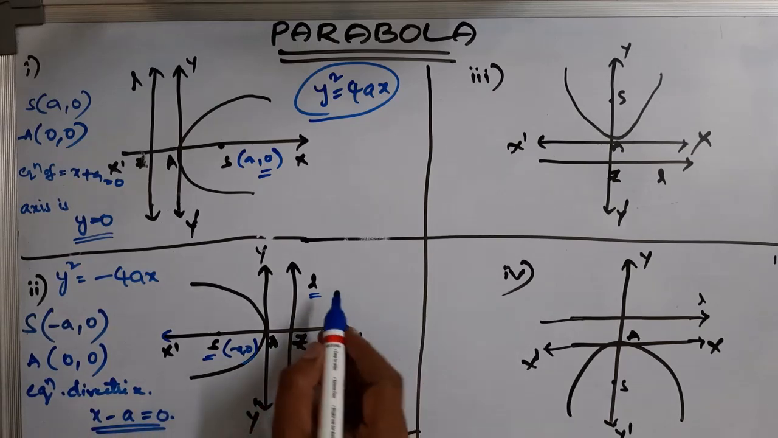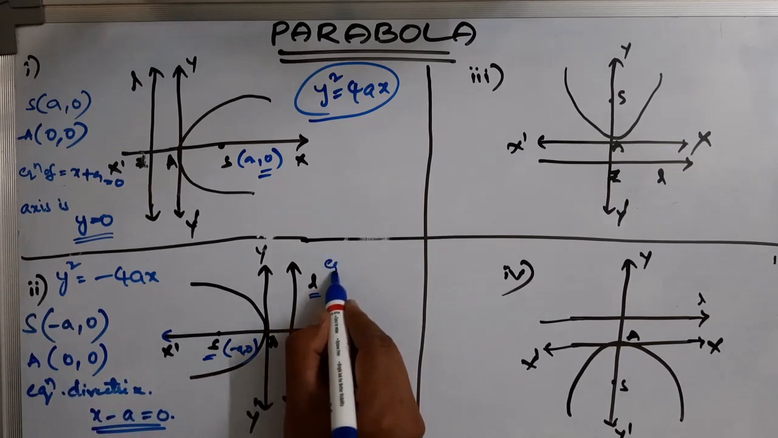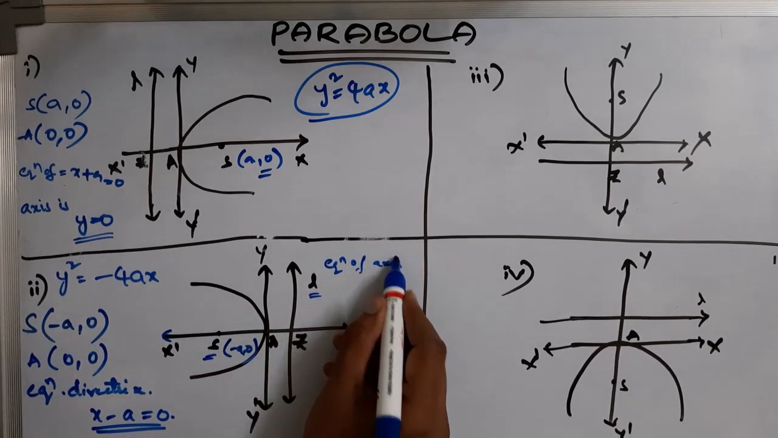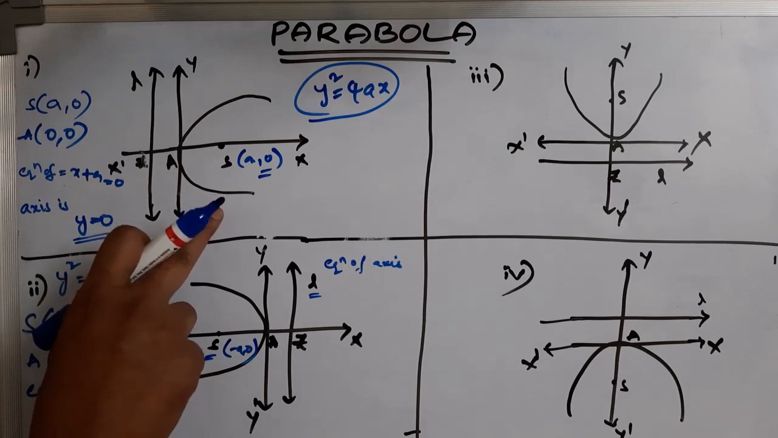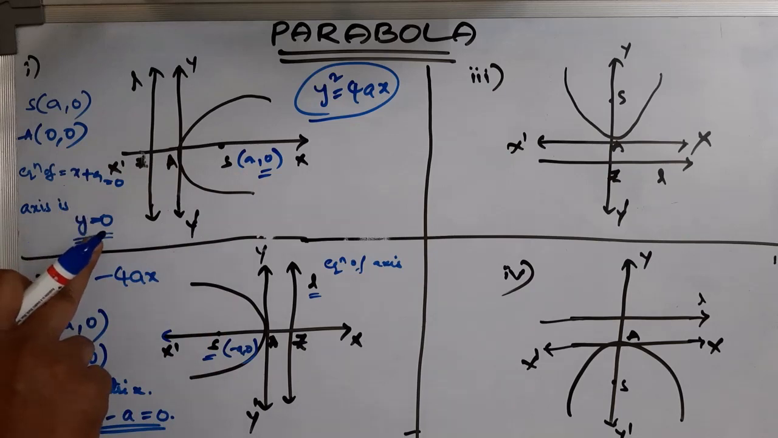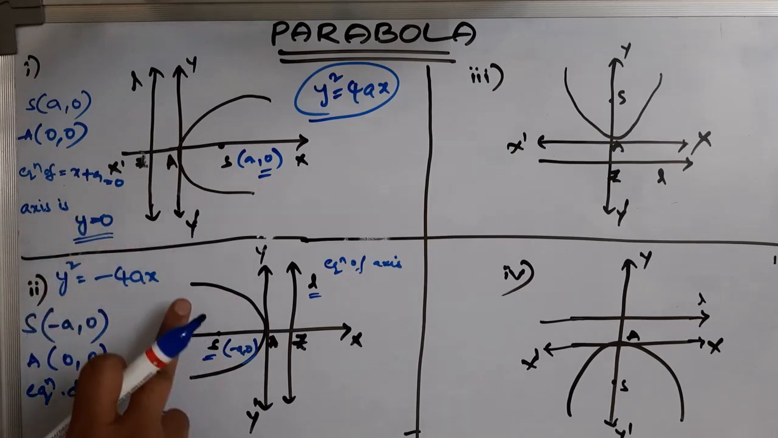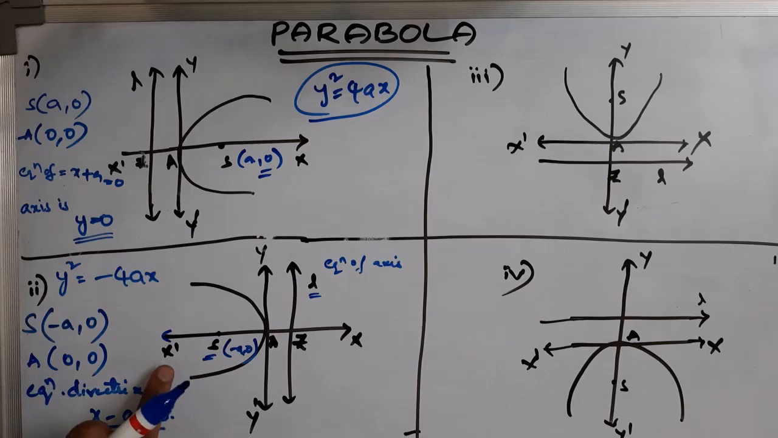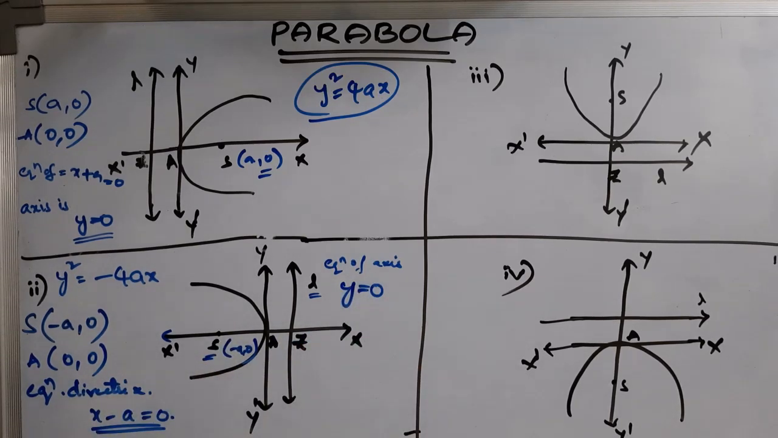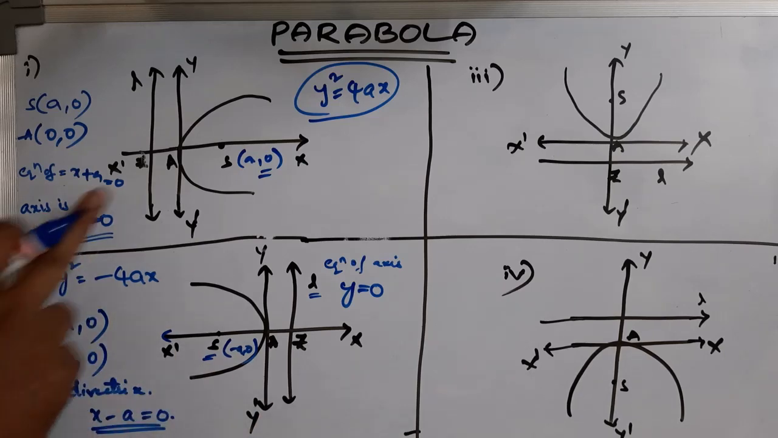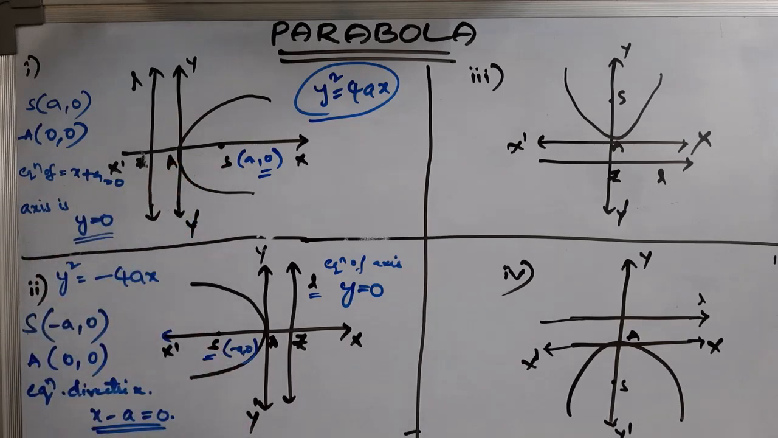And the equation of axis, is it going to change or not? No, because here the parabola lies on the x-axis. So the equation of x-axis is y is equals to 0. Here also the parabola lies on the x-axis, so the equation of x-axis is y is equals to 0. It is not going to change, whether the equation of axis in this case or in this case.